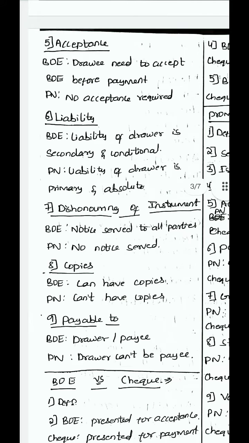The next difference is the dishonoring of instrument. In bill of exchange, the notice is served to all parties. If the instrument is dishonored, if the instrument is rejected, in simple words, then in the bill of exchange the notice is served to all parties that the instrument has been dishonored, all the three parties. But in promissory note, no notice is served on dishonoring.